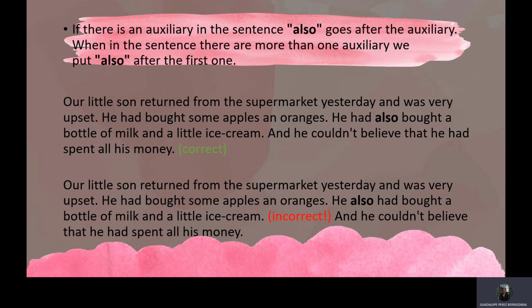In this case, we can see also before the auxiliary verb. The second sentence is not correct because also is before had bought, before the auxiliary verb. For that reason, it's not correct.